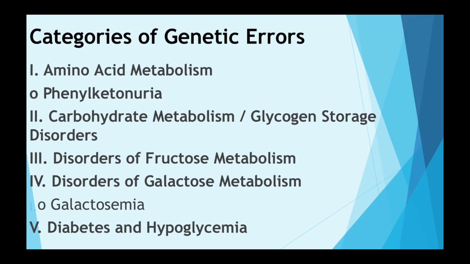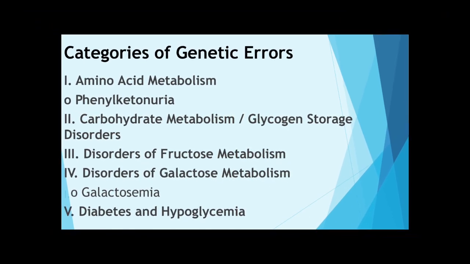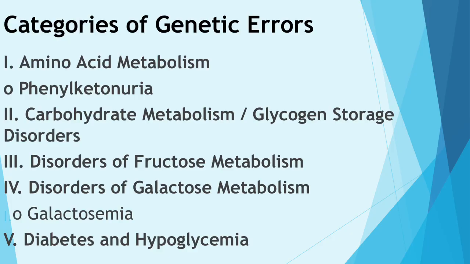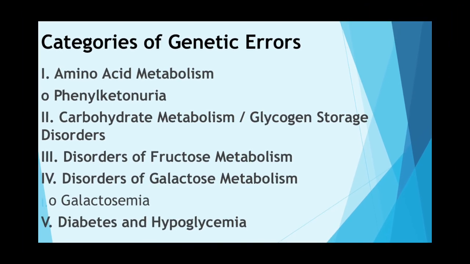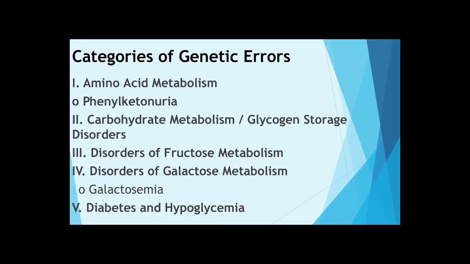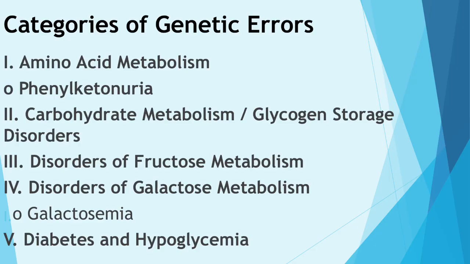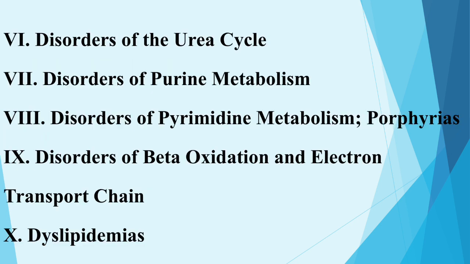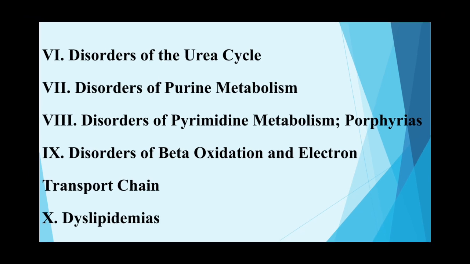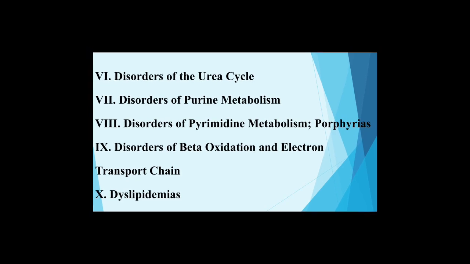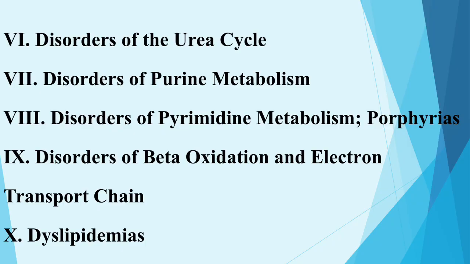Now, categories of genetic errors is another topic. You consider amino acid metabolism, where you look at phenylketonuria, for example, carbohydrate metabolism and the glycogen storage disorders. You could also have disorders of fructose metabolism, disorders of galactose metabolism, where you have galactosemia. Then diabetes and hypoglycemia is some other category of genetic errors that could result. You could also have disorders of the urea cycle, disorders of purine metabolism, disorders of pyrimidine metabolism, that's the porphyrias.